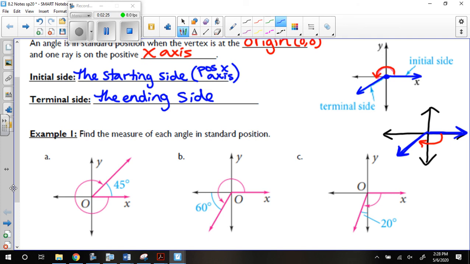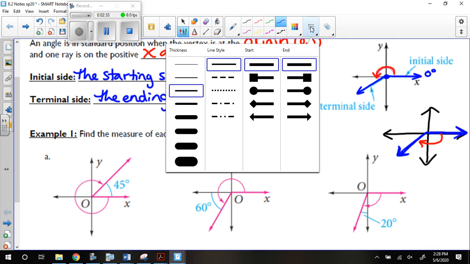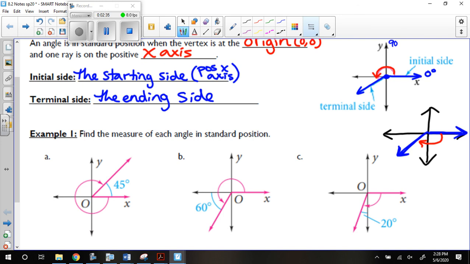Okay, so for our original picture, this would be 0 degrees. And then, let me get a skinnier pen here. Up top would be 90 degrees, 180 degrees to the left, 270 degrees down at the bottom, and then all the way back around would have been 360 degrees. Okay, and that is going counterclockwise. Okay, when you are a counterclockwise angle, you are a positive angle.